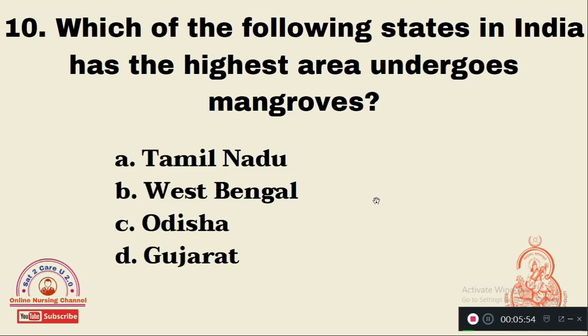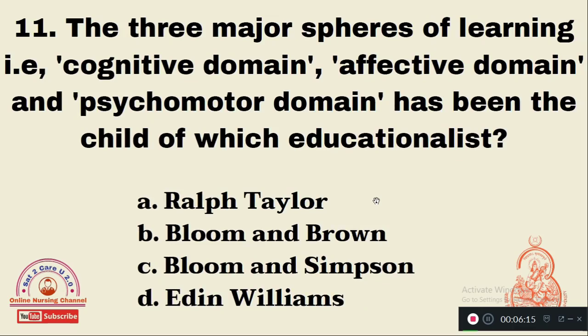Question number 10. Which of the following states in India has the highest area under mangroves? Option A. Tamil Nadu, B. West Bengal, C. Odisha, D. Gujarat. So, which state has the highest mangrove forest area? The right answer is option B, West Bengal.